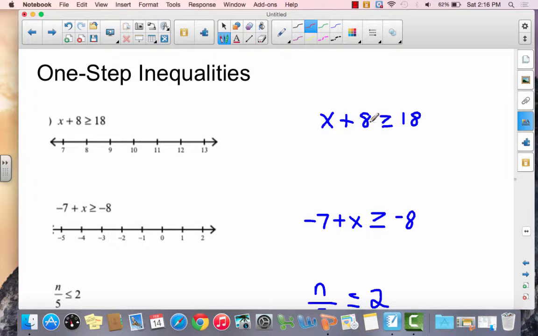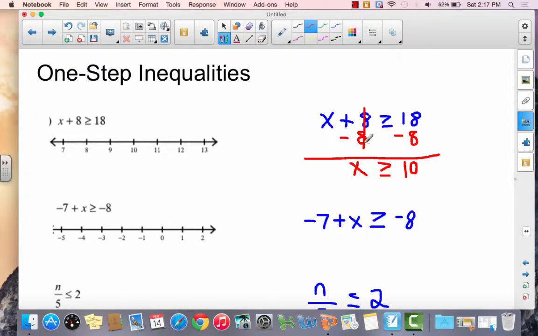And in this first example, we have the positive 8. In order to eliminate positive 8, I would subtract 8. And whatever I do on the left, I'm going to come over and do on the right. So on the left side, I'm left with x. On the right side, I'm left with 10. And instead of having an equal sign in the middle, I keep the symbol that was given to me in the original question. So the solution here would be x greater than or equal to 10.